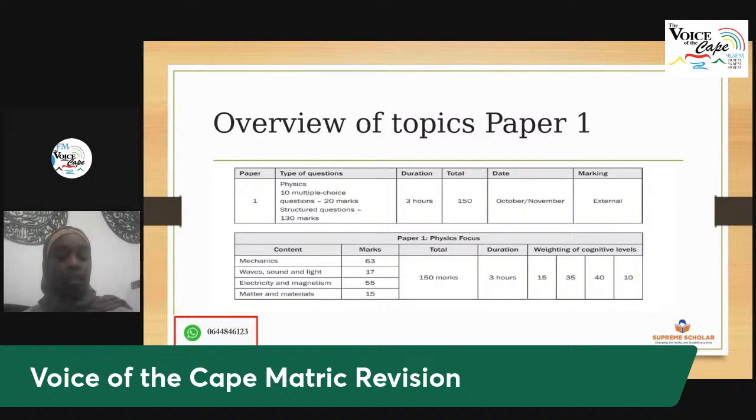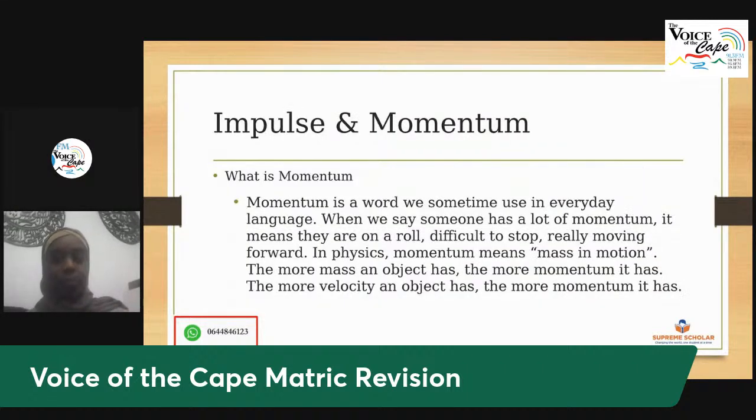Mechanics counts for a chunk of your paper, and then we have waves, sound and light, electricity and magnetism, and matter and materials. This is just an overview of the questions. Basically 130 of the 150 marks is your long questions. Ten marks are multiple choice, and the other ten will be true or false, match the columns, etcetera. Okay, so let's dive in a little bit.